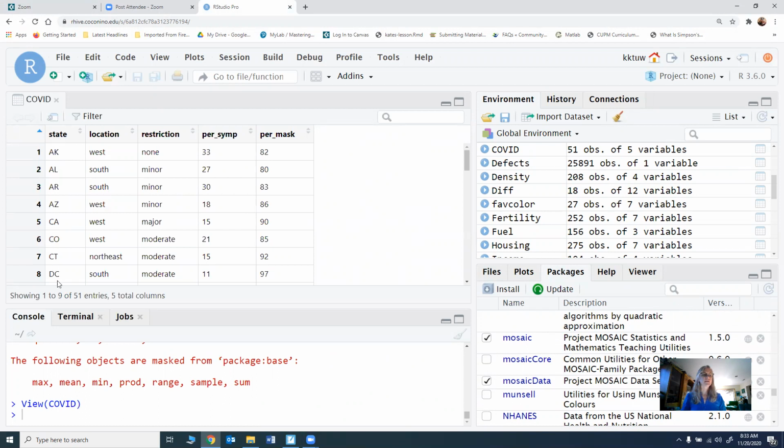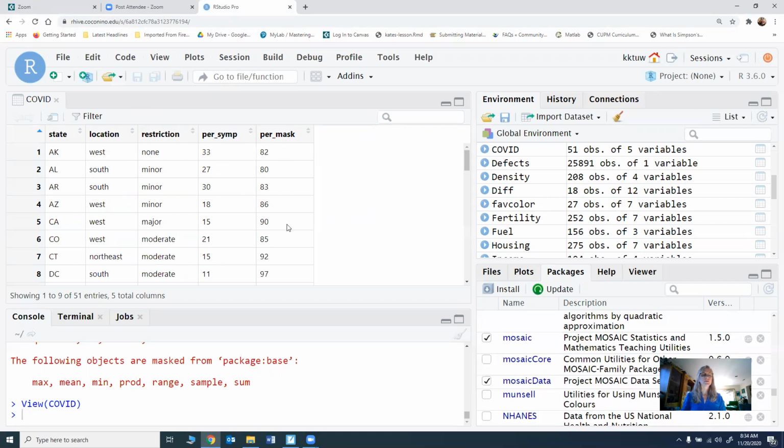It has a state, a location, whether it's west, south, northeast, and what restrictions that state may have. Some of them have none, some are minor, some have major, some have moderate. Then this per simp is the percent of people who know somebody with symptoms. And that's only in their community. I know somebody with symptoms, but they're not living in my community. So this is basically for your community only. And then the per mask is the percent of people who use the mask.